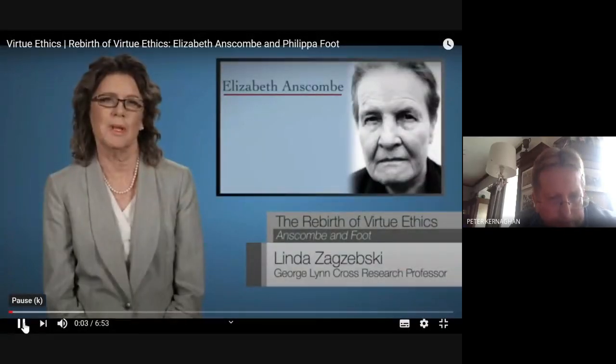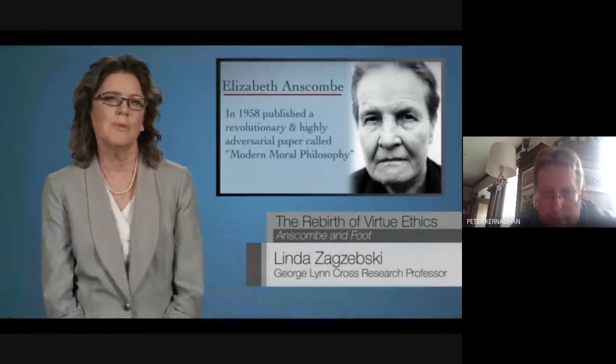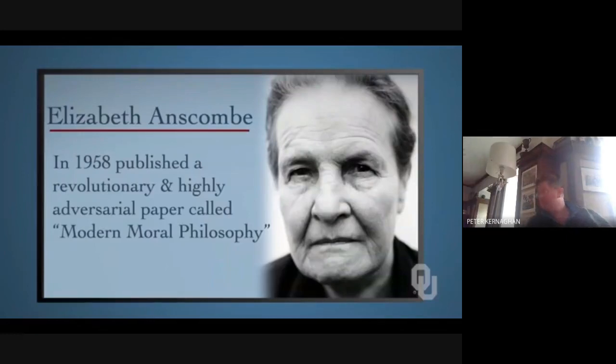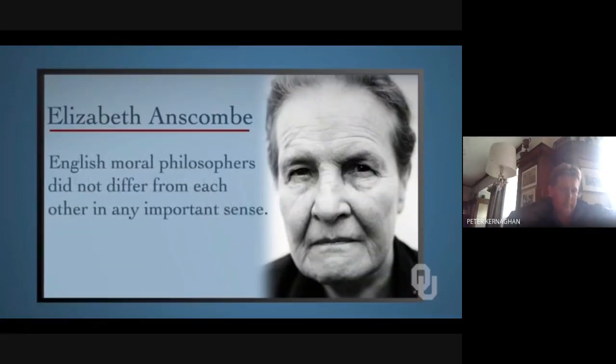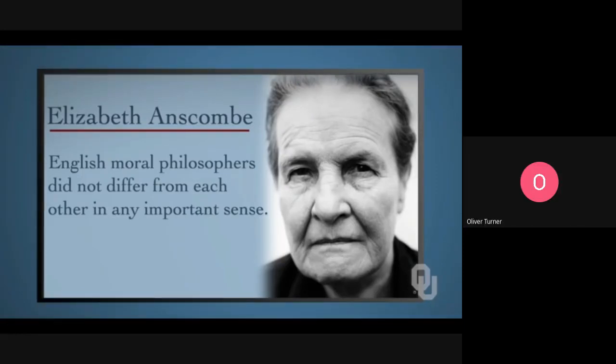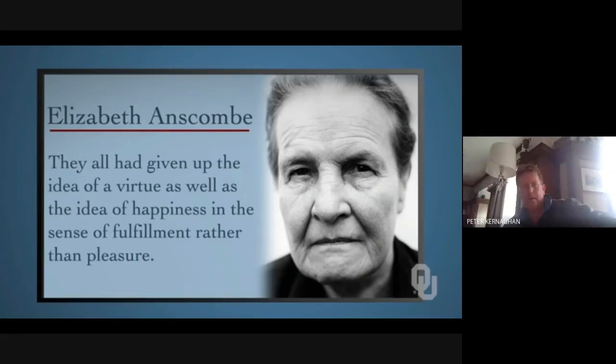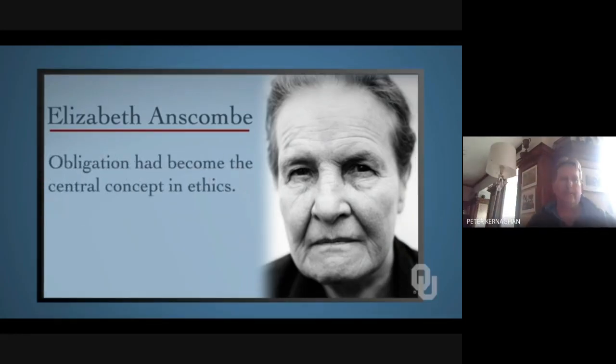Here we go. Anscombe published a revolutionary and highly adversarial paper called Modern Moral Philosophy. In this paper, she argued that English moral philosophers did not differ from each other in any important sense. They all had given up the idea of a virtue, as well as the idea of happiness in the sense of fulfillment rather than pleasure. Obligation had become the central concept in ethics.